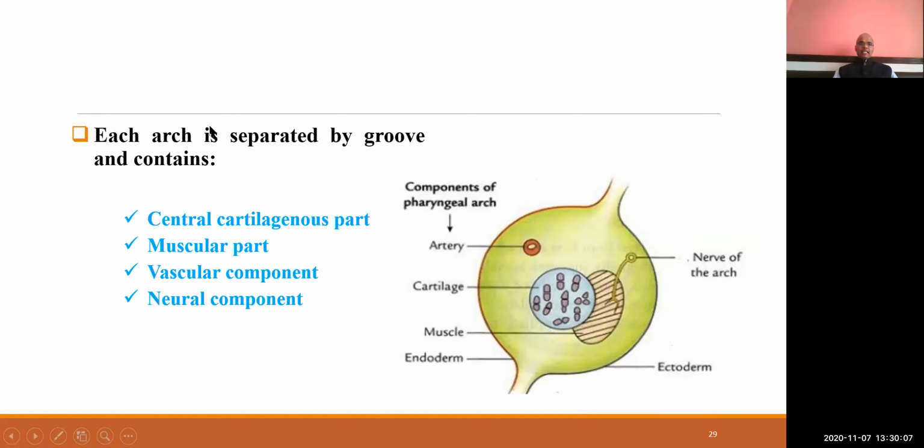Each pharyngeal arch is separated by a groove and contains four components. The central part is the cartilaginous part, then the muscular part, the vascular part containing artery and veins, and the neural component. These are the four components of each pharyngeal arch.